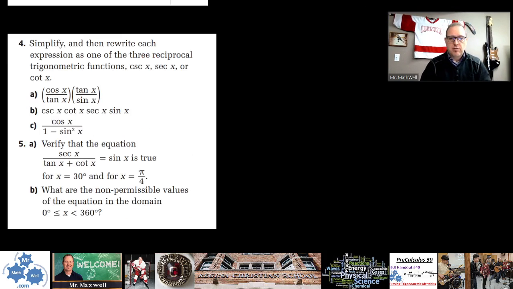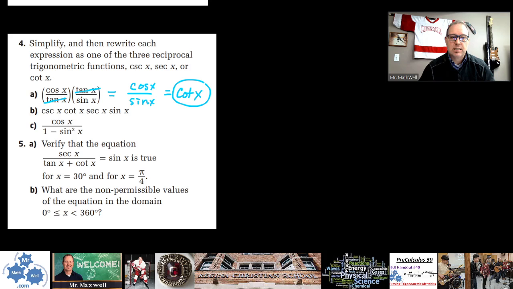Number 4 says simplify, then rewrite each expression as one of the 3 reciprocal trig functions. So we've got cos, tan, and sine. What we could do is simplify this by noticing that there is a factor of tan x on the top and the bottom. The numerator and denominator can divide out and give you just 1. And so here we have cos x over sine x. And if you recall, that is cotangent x.